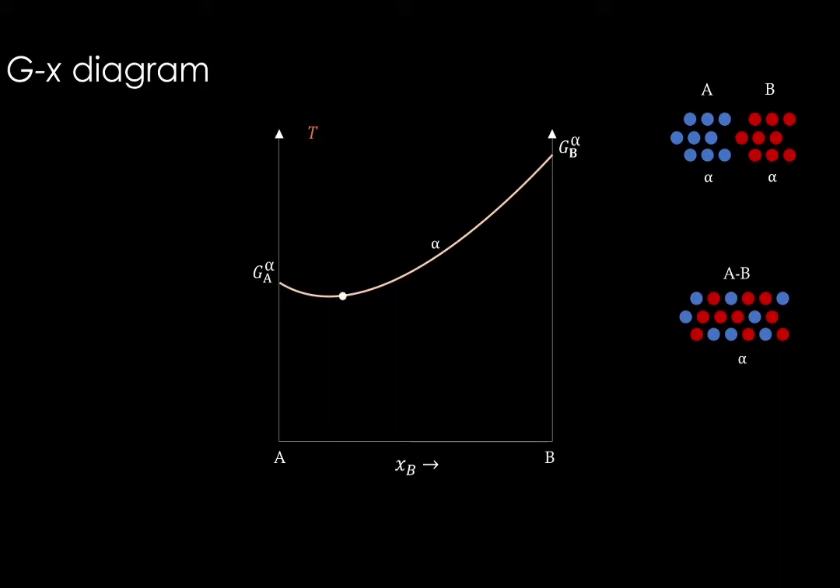Imagine this particular overall composition. These are the chemical potentials of A and B, and the entire curve is above this particular tangent.